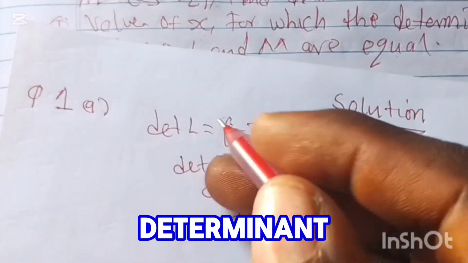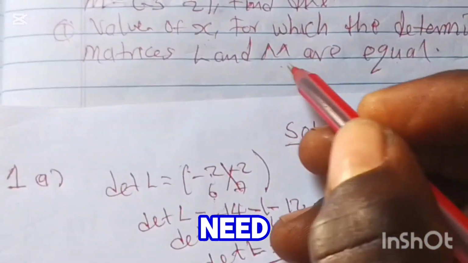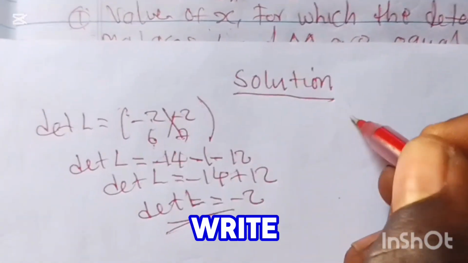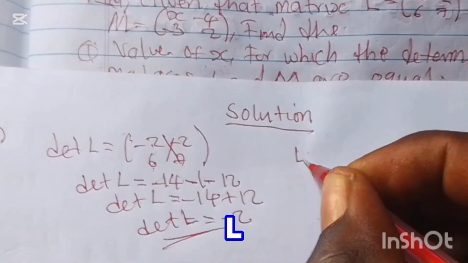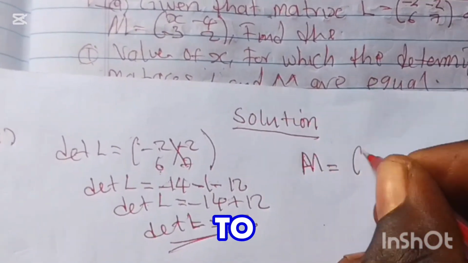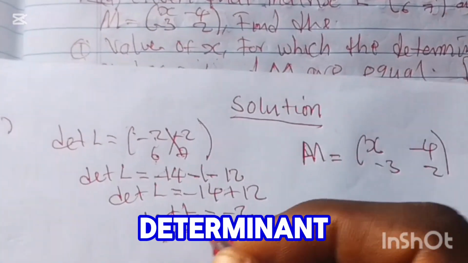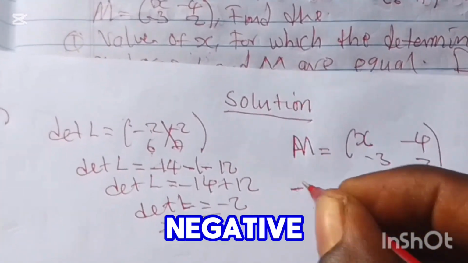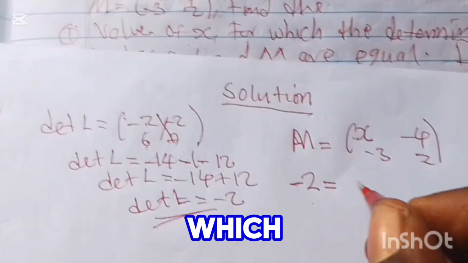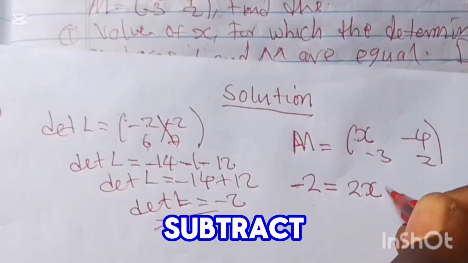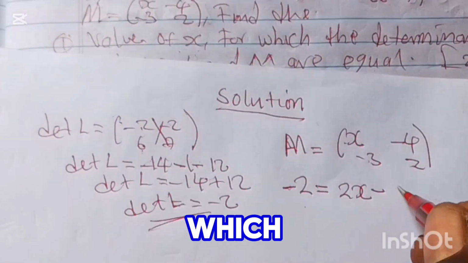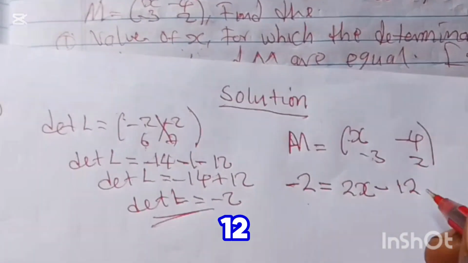So we have known the determinant of L. They say that they are equal, so we need to find the value of x now. We write M is equal to x, -3, -4, 2. Since the determinants are equal, we use -2 is equal to x multiplied by 2, which is 2x, subtract -4 multiplied by -3, which is positive 12.